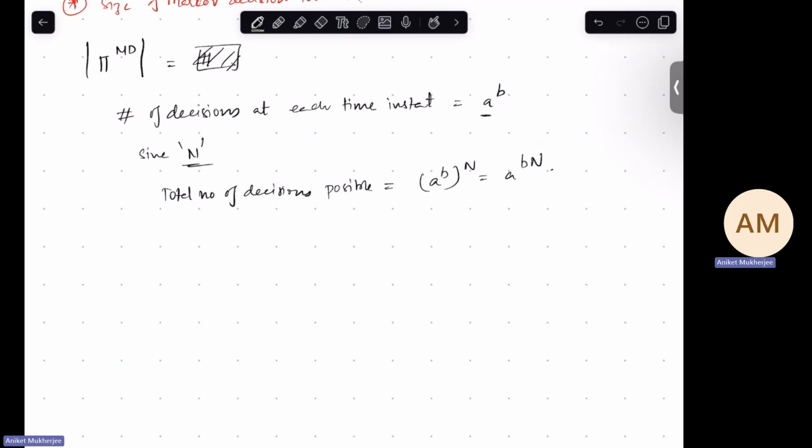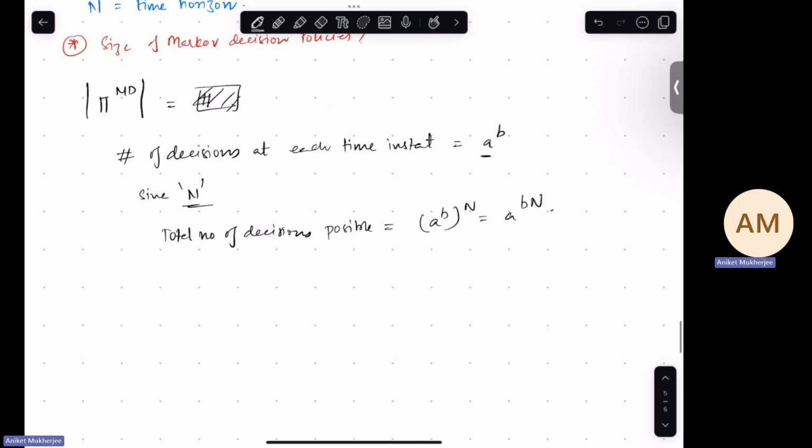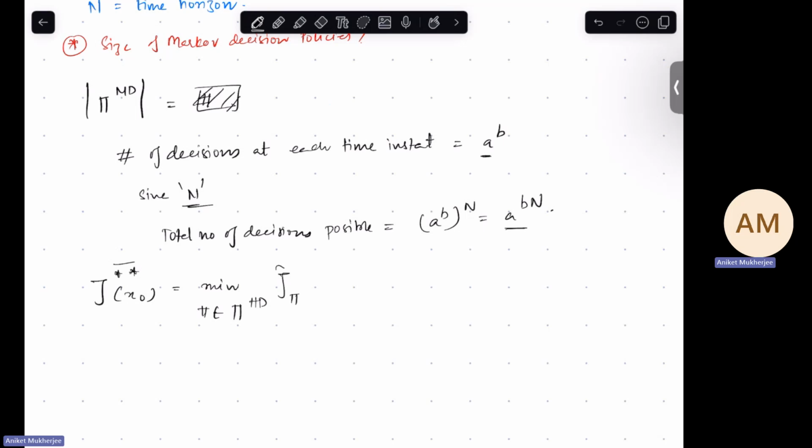So this is if you're just looking at Markov decision process. This is a huge number of policies that you need to search among. I'm denoting this with J double star. This J double star is if you're looking at all the policies, the history dependent policies.